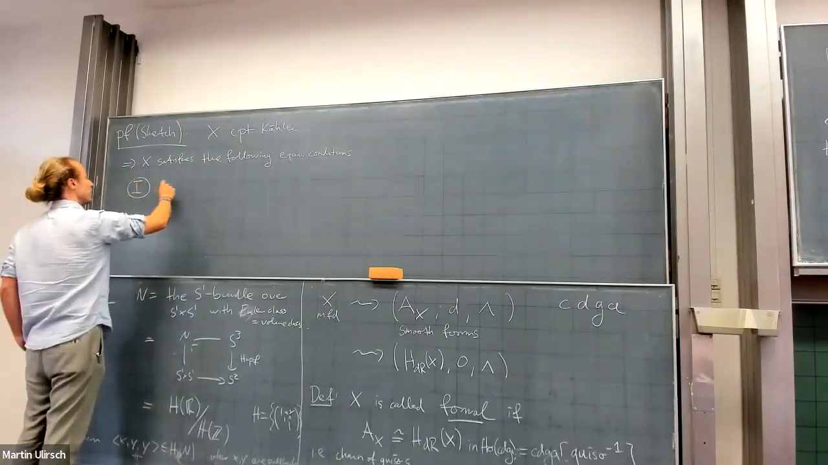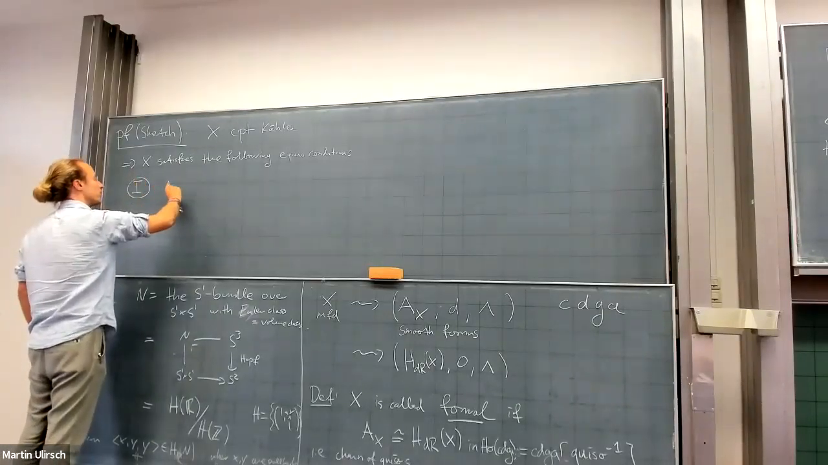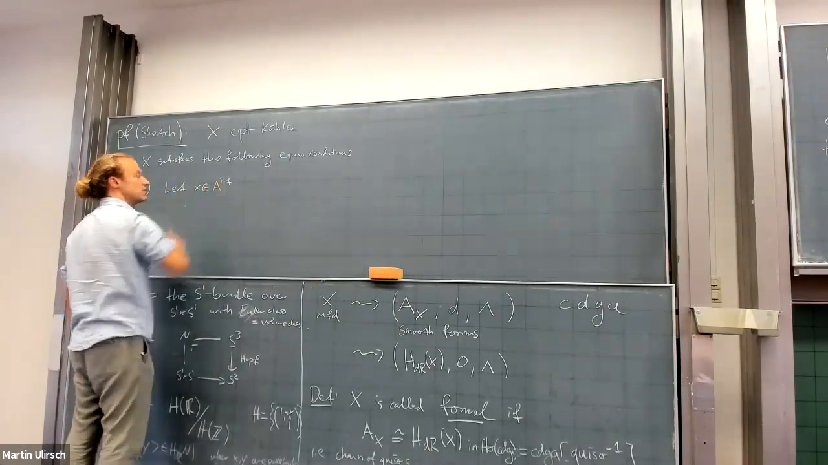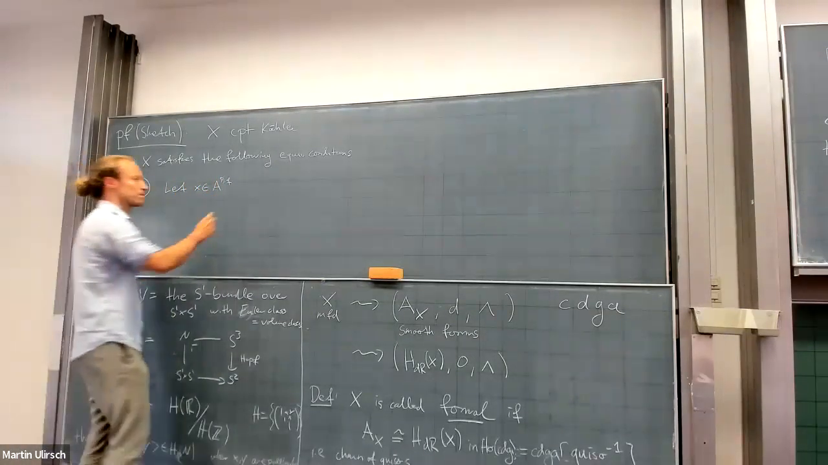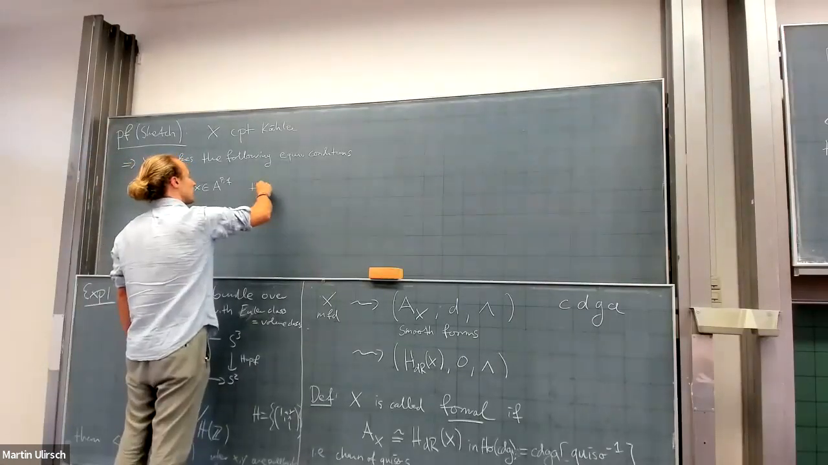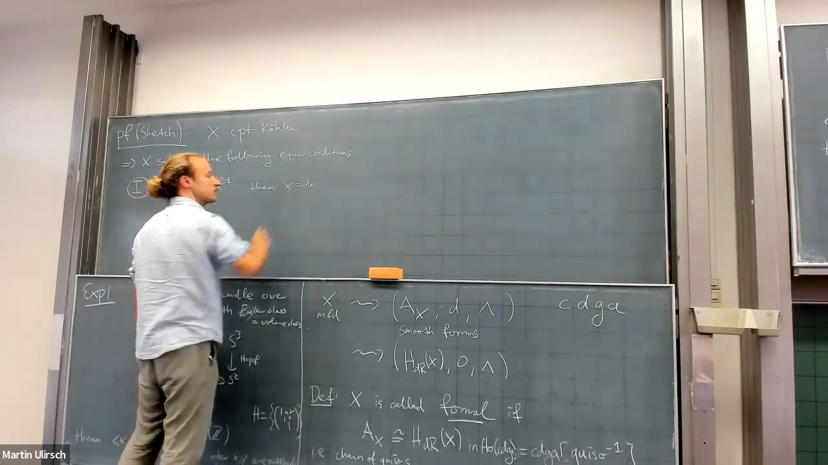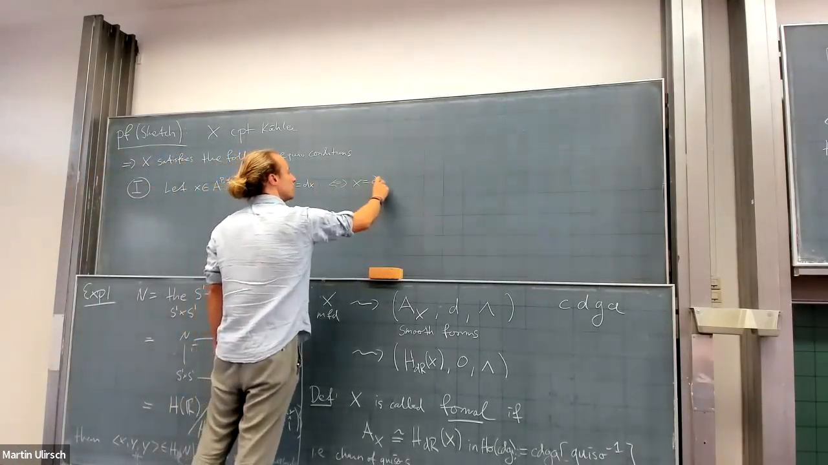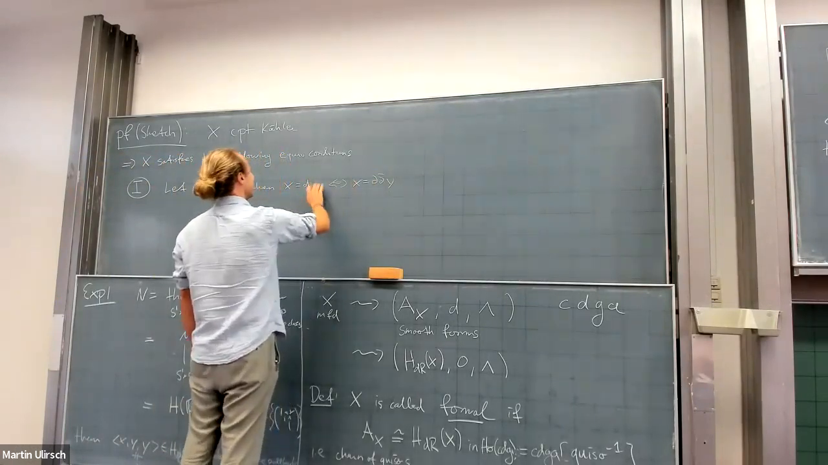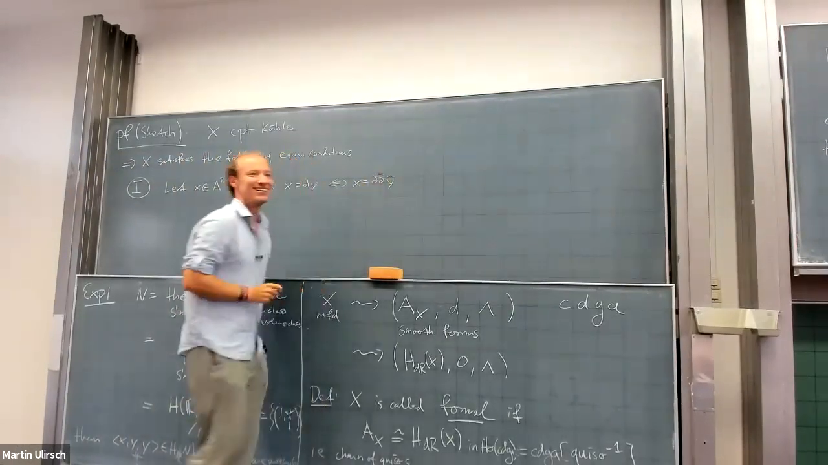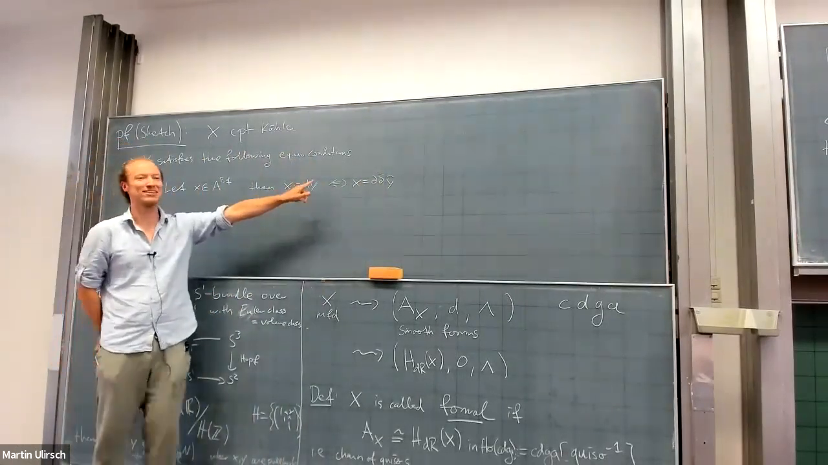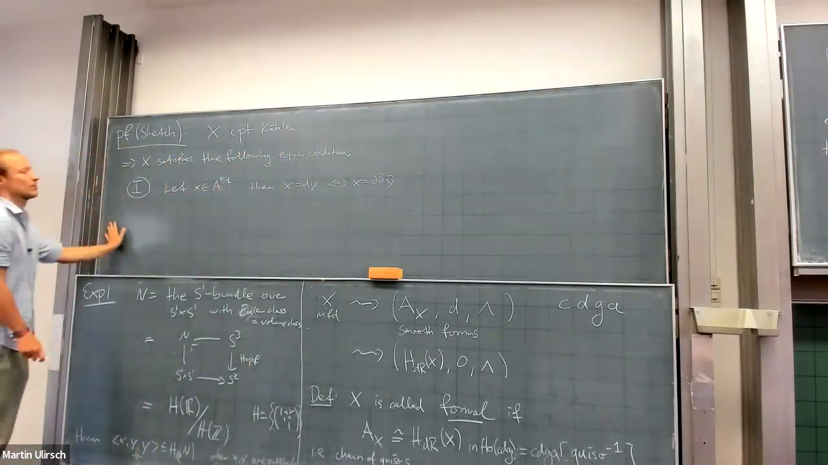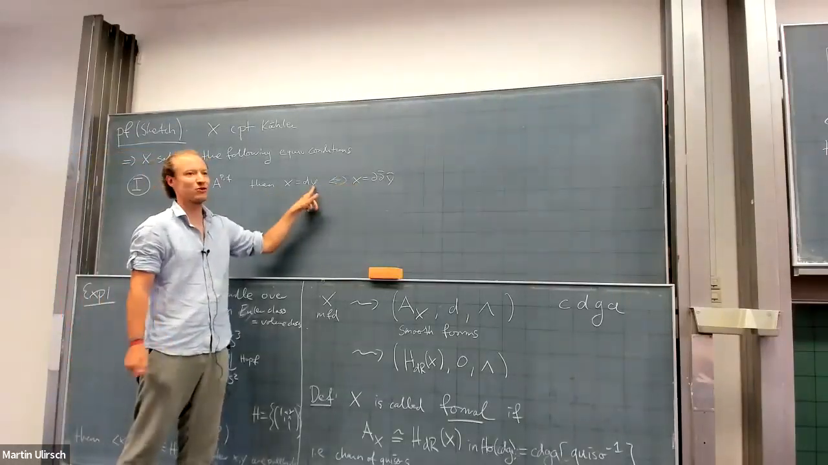So first, let X be some pure type form. Then X being exact for D is equivalent to X being exact for the DD bar operator. So one implication is always true, the other one is not true.